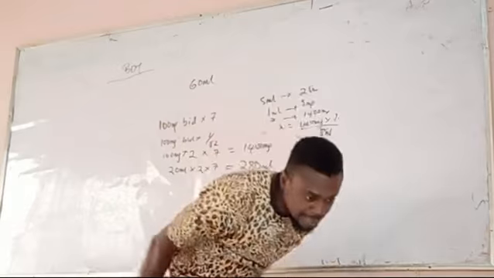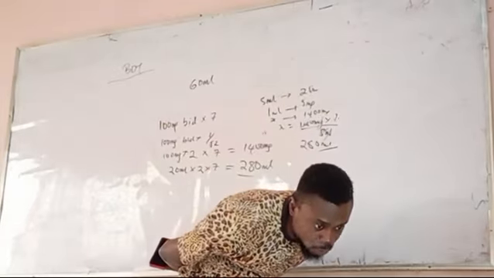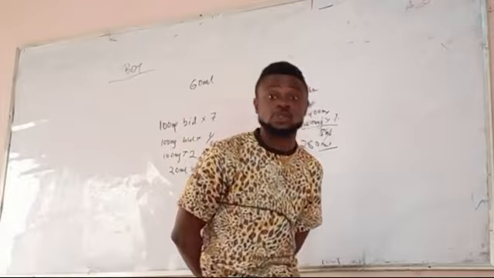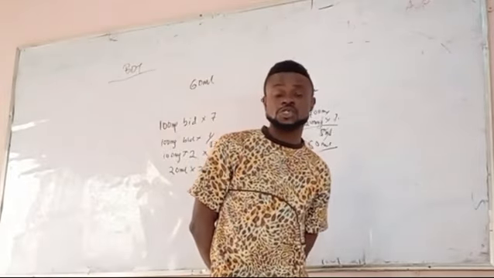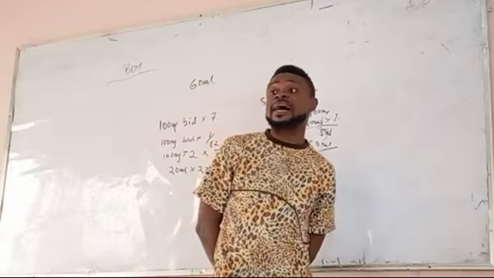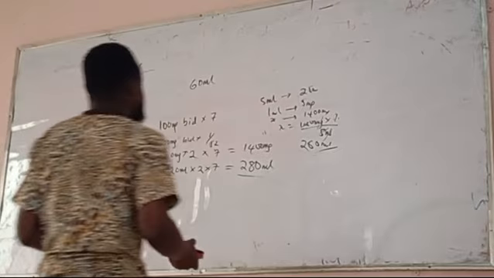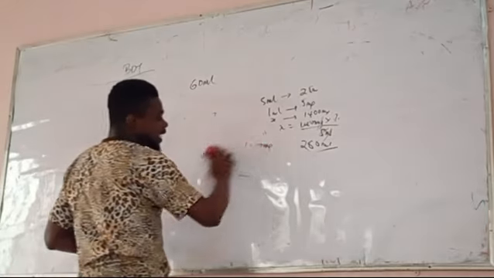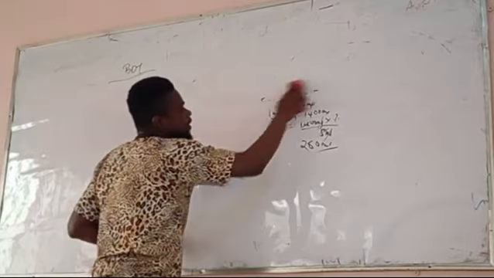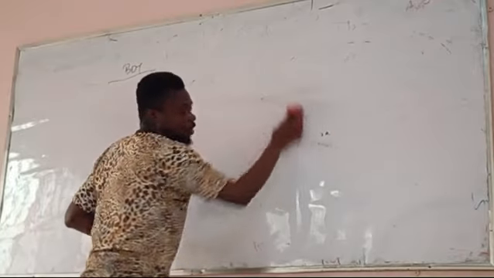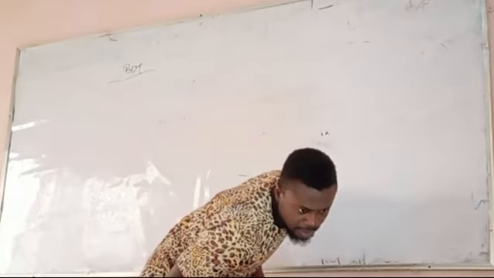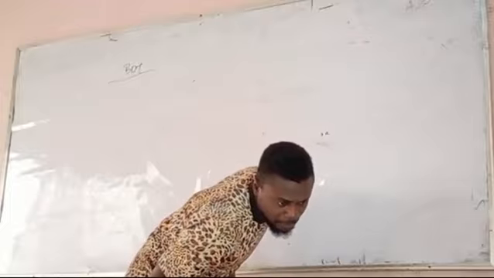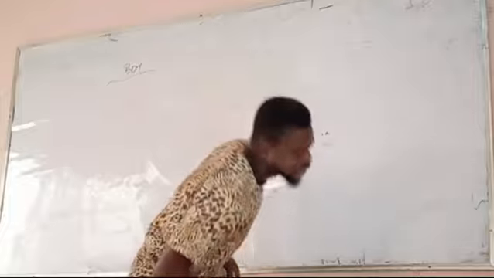Question number 5 says, what is the dose of doxycycline for a 15-pound patient? Alright, so let's solve it. Option A says 5 milligrams. Option B says 15 milligrams. C says 31.3 milligrams. D says 72.6 milligrams.